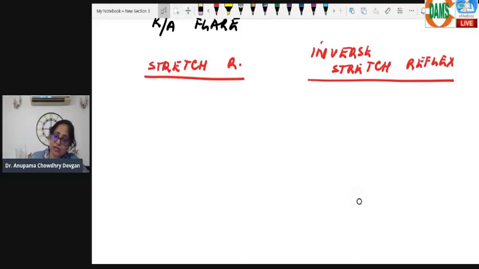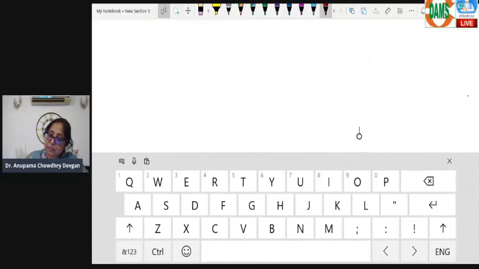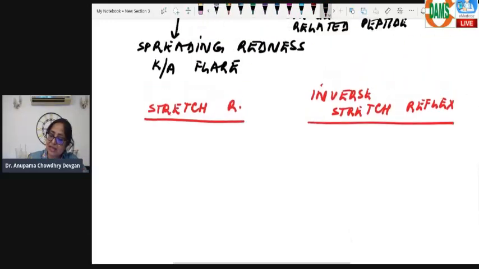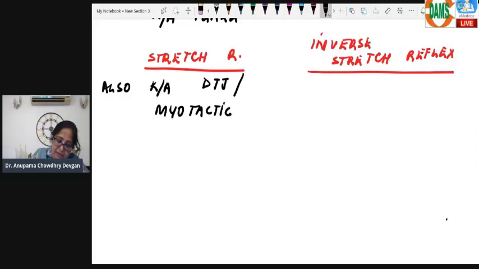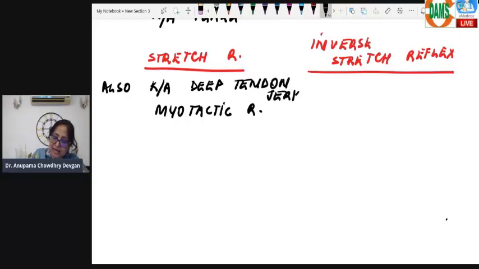Now, this is stretch reflex and inverse stretch reflex. So let's see the differences between the two. Stretch reflex is also known as the deep tendon jerk, or also known as the myotactic reflex. Stretch reflex, deep tendon jerks, or myotactic reflex.